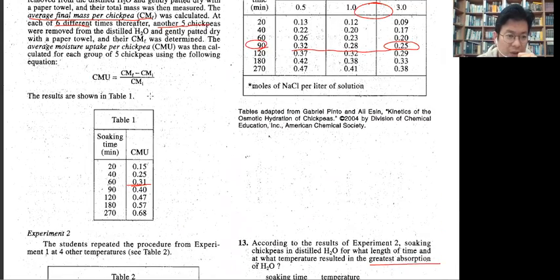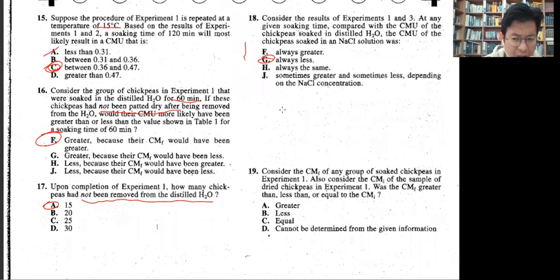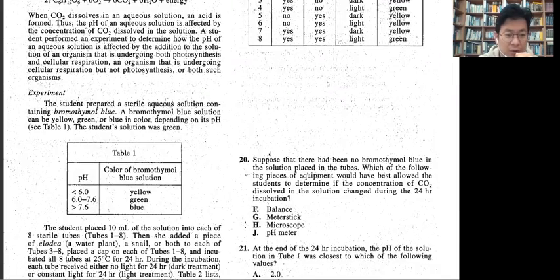So if you think about this graph itself, and also CMF, not CMR, CMF is final mass and CMI is initial mass. So obviously it has to be greater because you soak the chickpea in the water or any solution, and then the final result has to be greater because they actually take in the moisture, so then the mass has to be greater. So it's A. Move on to 20.